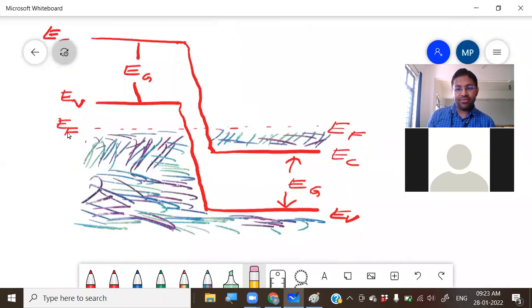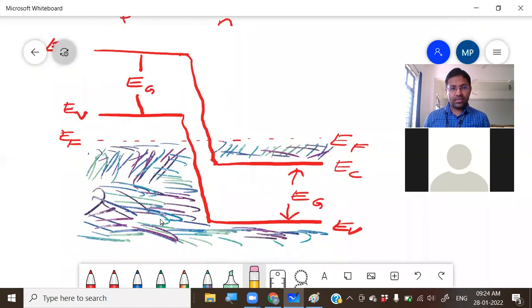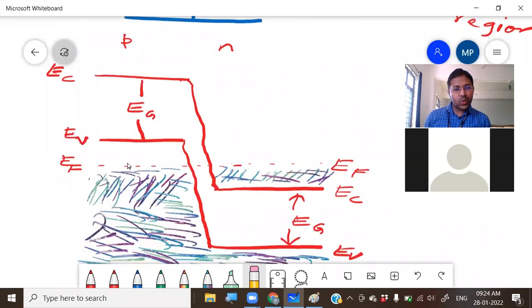That is EF. So up to EF there are electrons. I am representing the electrons by the shaded portion. On the P side, up to this level, there are electrons. And here we can observe that the Fermi level I have drawn is constant. If the Fermi level is not constant, then charge carriers will move from one direction to another direction.